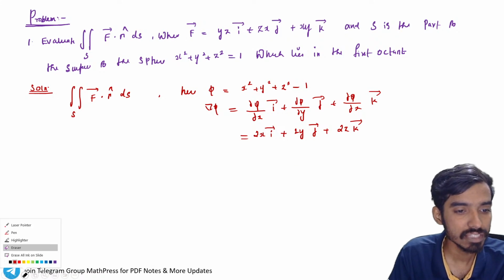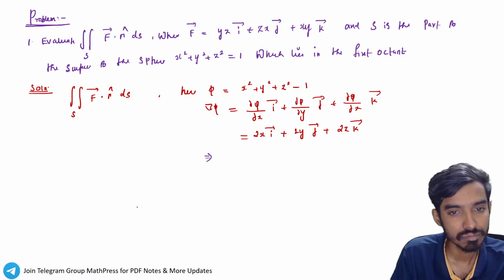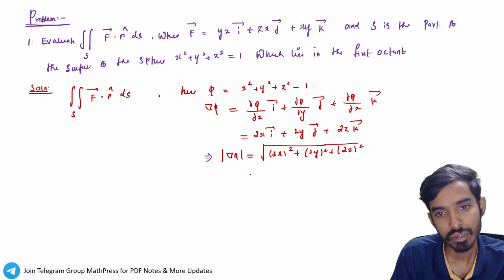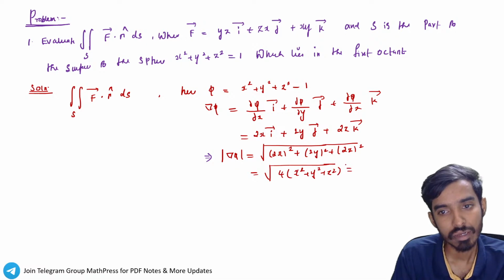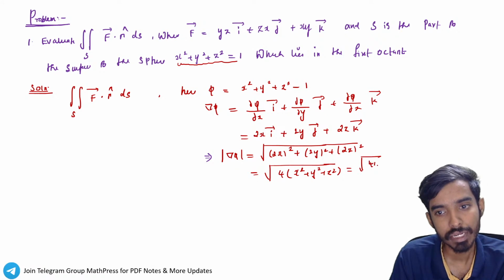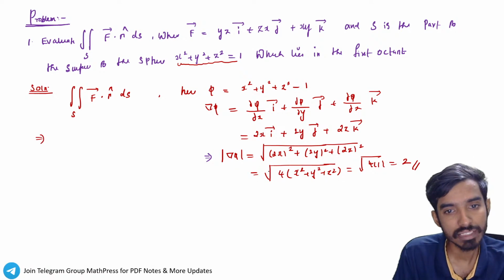Now we just find modulus of del phi. It will be square root of 2x whole square, 2y whole square, 2z whole square. Now if I take 4 outside, because 2 square is 4, we will have x square plus y square plus z square. Now I can use x square plus y square plus z square equal to 1. So this will be 4 into 1, which is 2. So modulus of del phi is 2.